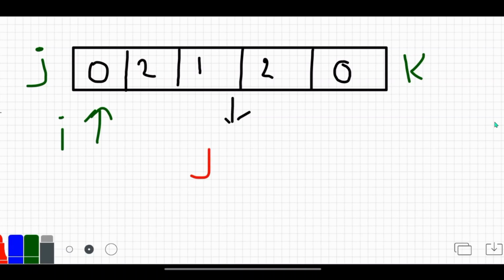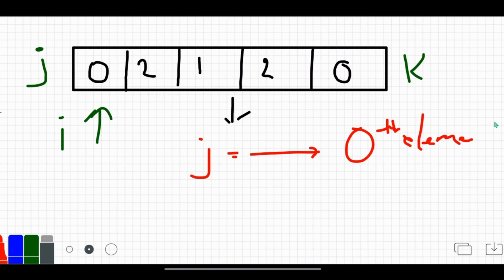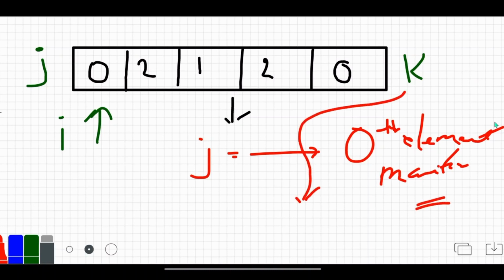j will monitor the zeros and place the zeros in their correct position. j will do the zeroth element monitoring. Then what will k do? k will do the monitoring of 2, because after sorting our array will look like 0 in the starting, 2 at the end, and 1 in the middle. So we don't require any variable to handle 1.